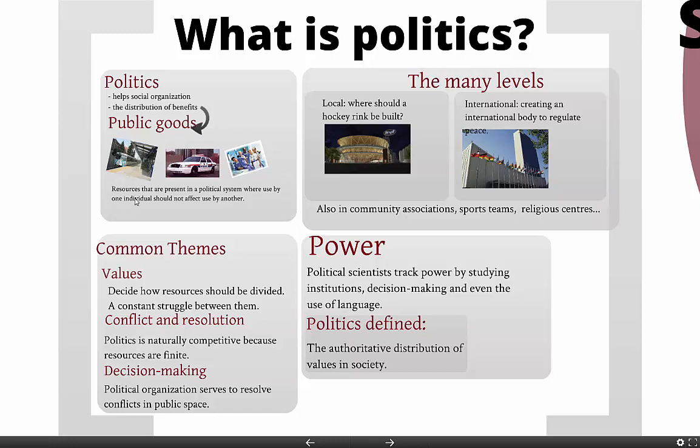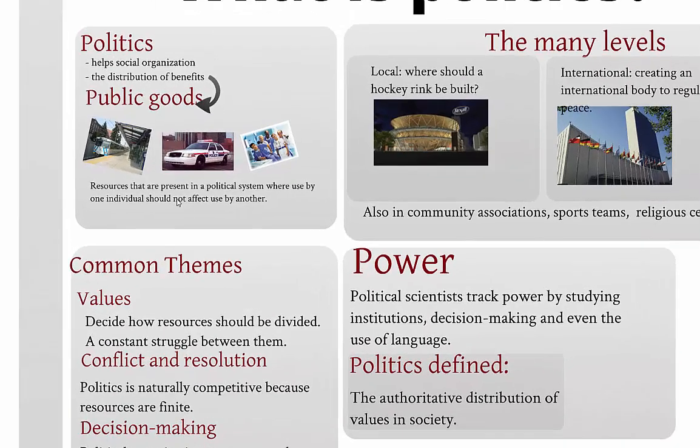Public goods are the resources that are present in a political system where use by one individual should not affect use by another. Now, the question is, how can politics affect that? Who decides who gets what and when and where? Should government deliver transit, law enforcement, healthcare, and how?